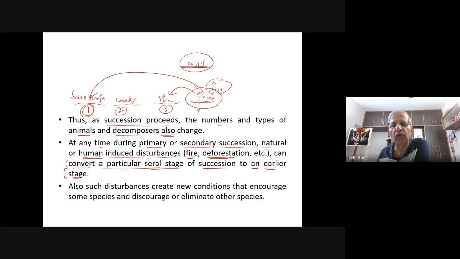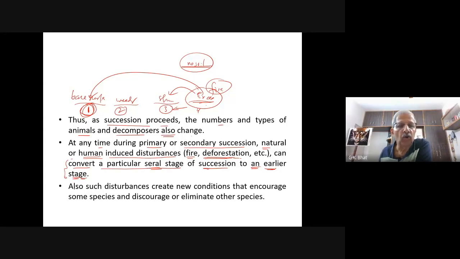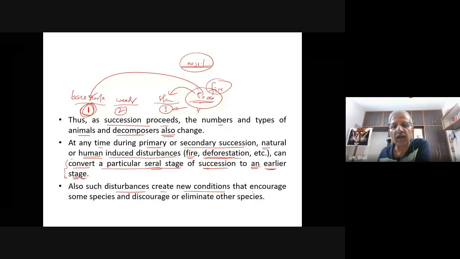Whenever human beings go for cutting the trees, do you think that it gets converted completely to serial stage 1? No. What will happen? It will take it back to the previous stage, an earlier stage. Understood, Rakesh? Yes, sir. Okay. So also such disturbances create new conditions that encourage some species and discourage or eliminate other species.